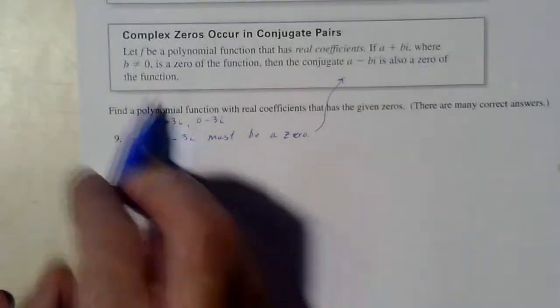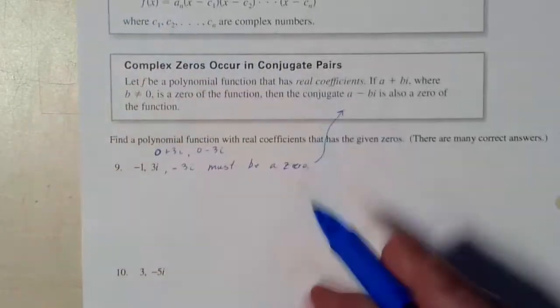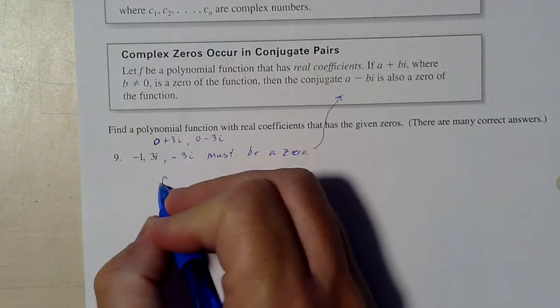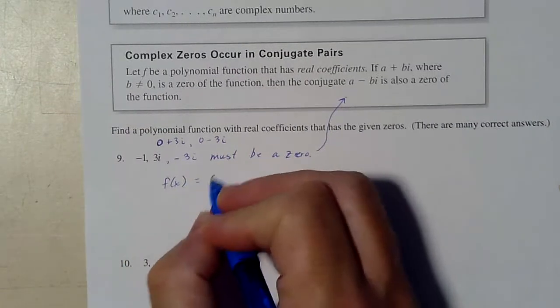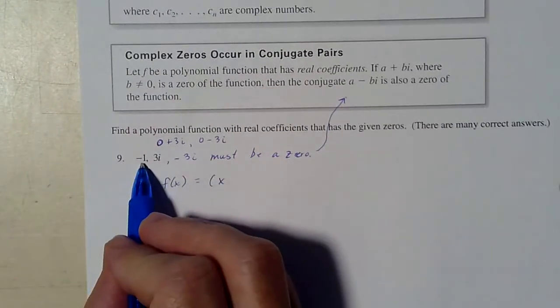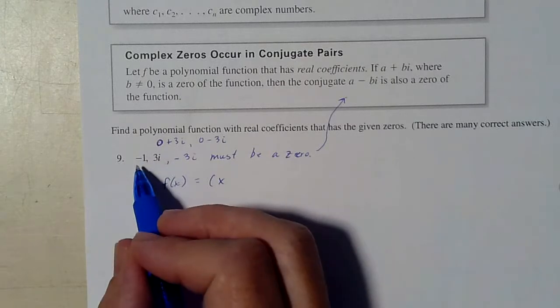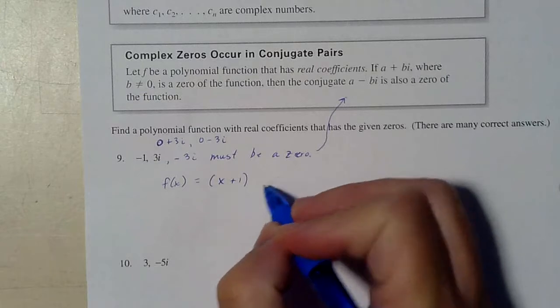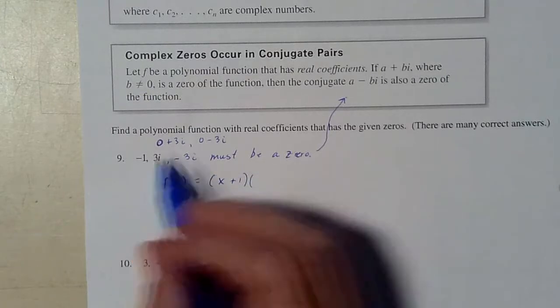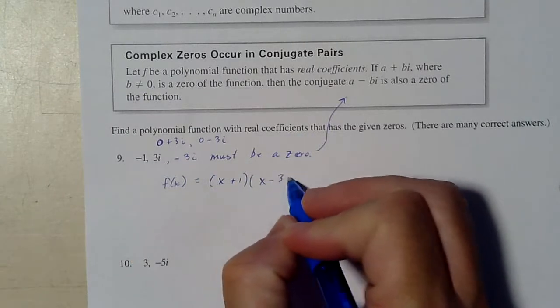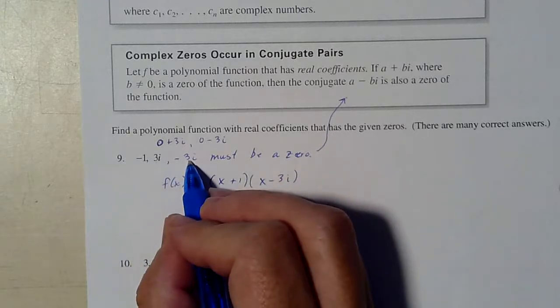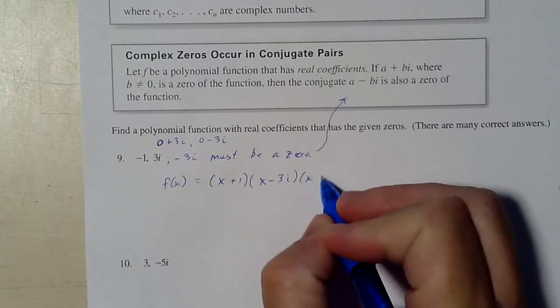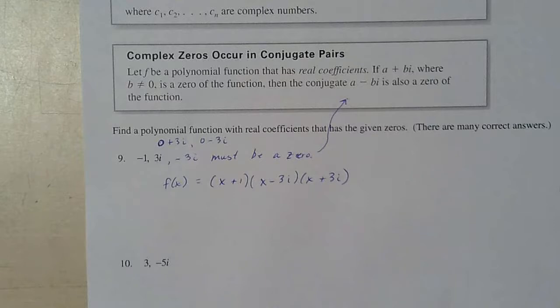We can build our function now by using the linear factorization theorem. If we know the zeros, we can use that factor theorem. So we say x minus c, or k. So x minus that 0 is going to be x plus 1. Continue building this function: x minus 3i, and then x minus a negative 3i. All right, there it is.